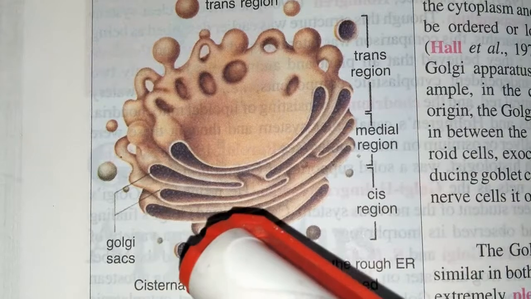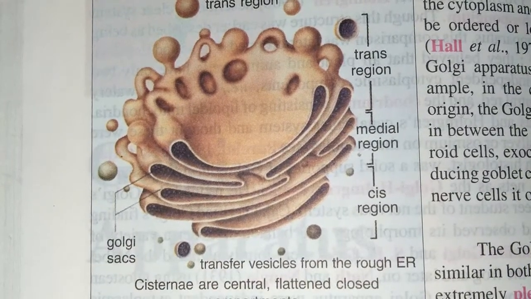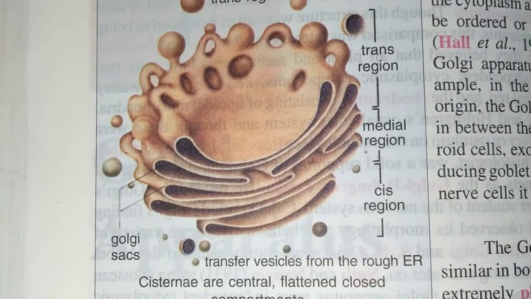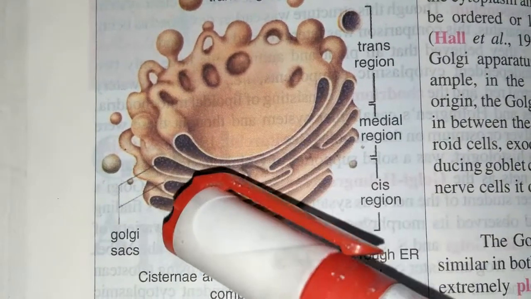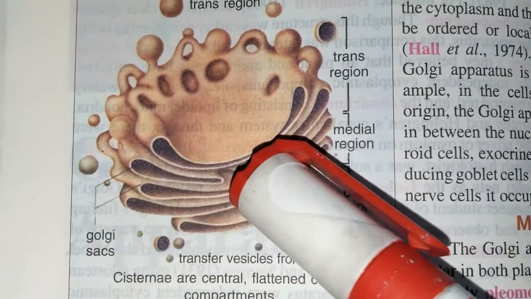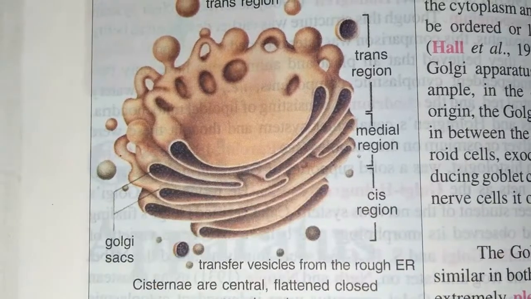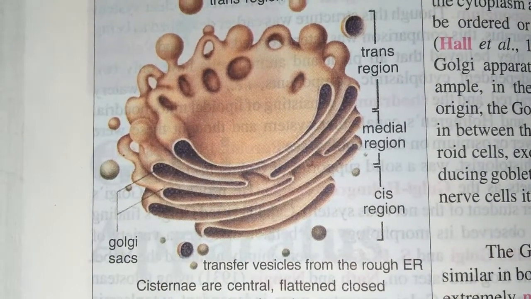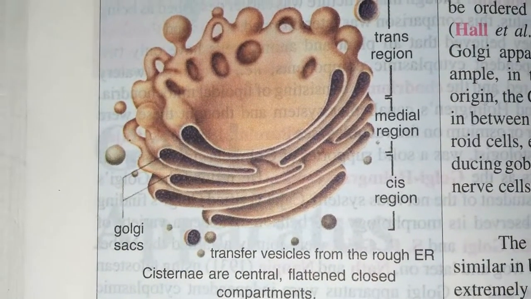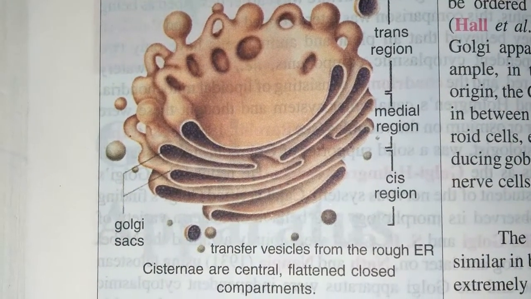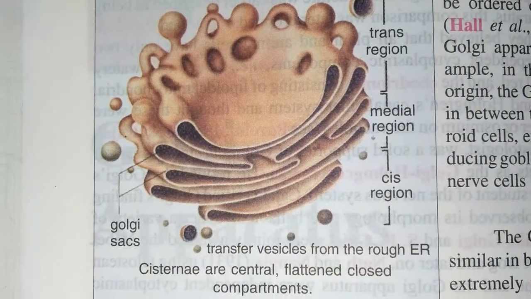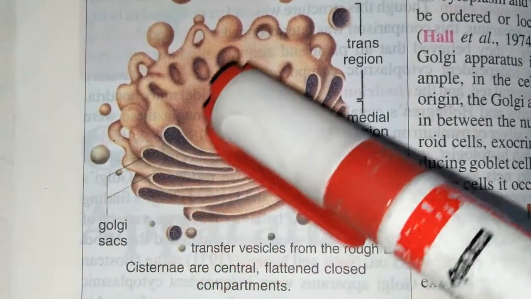The endoplasmic reticulum, particularly the rough endoplasmic reticulum, synthesizes the proteins, and the proteins are packed in vesicles. Then they move and join the cis region of the Golgi apparatus. From this region, these proteins are processed. For example, sometimes we need glycoproteins, and for that purpose the carbohydrate component is added to the proteins, and all this happens in the Golgi apparatus.